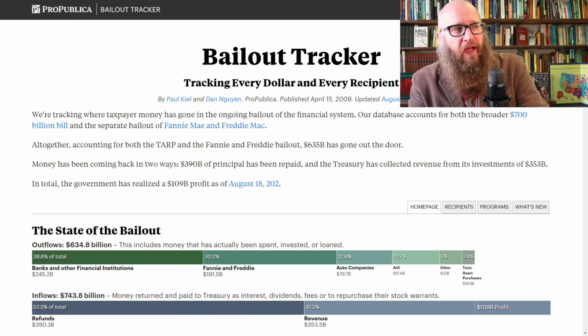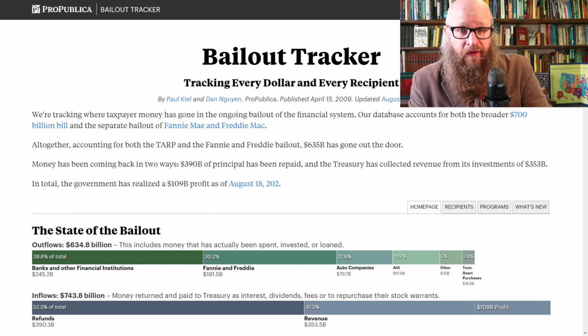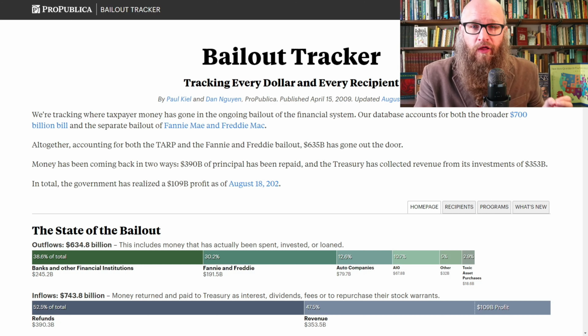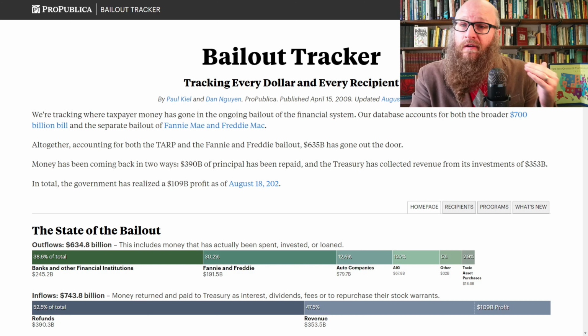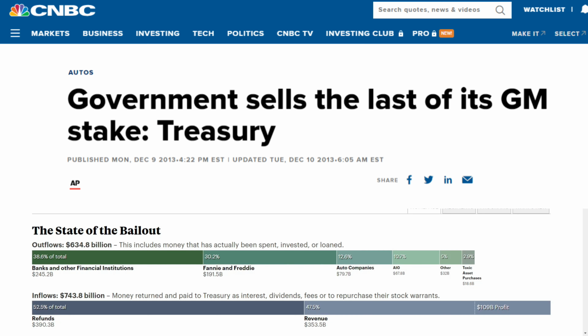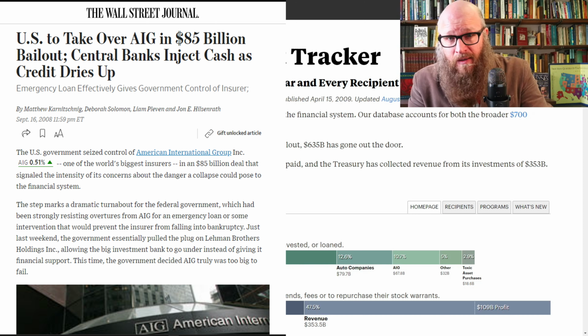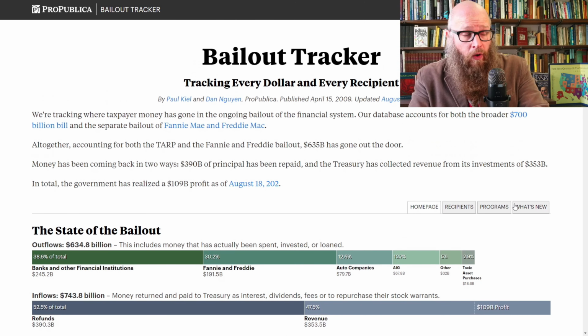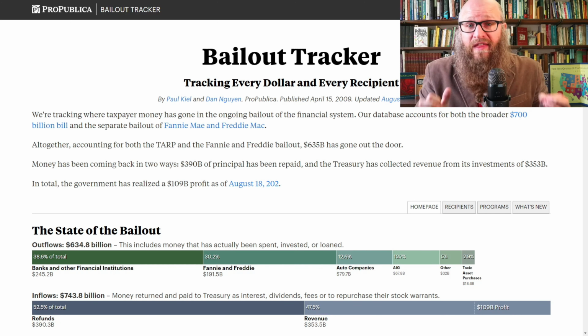The journalist publication ProPublica has tracked the bailouts from the financial crisis a decade ago. Around $630 billion was given as a bailout, so banks received $250 billion in loans. Fannie and Freddie Mac, which were these quasi-government mortgage companies, received $190 billion. Auto companies received $80 billion in loans. AIG very famously was bailed out with a $70 billion loan. Well, what was the result? The money got paid back. Not only was it paid back, but it was paid back with interest.